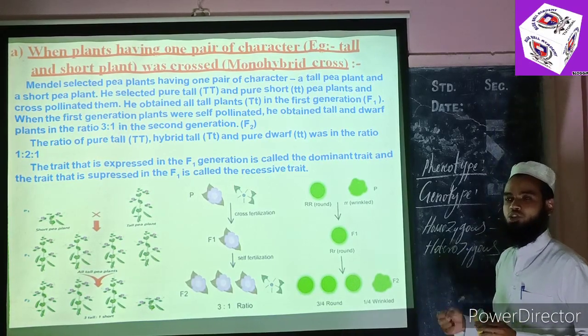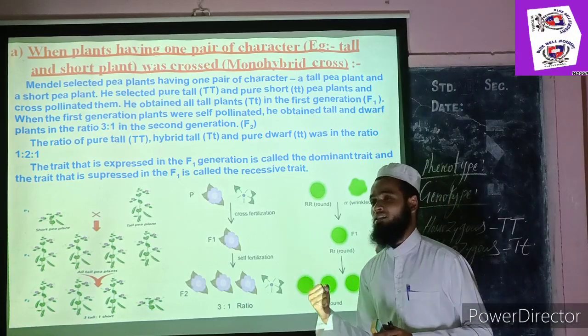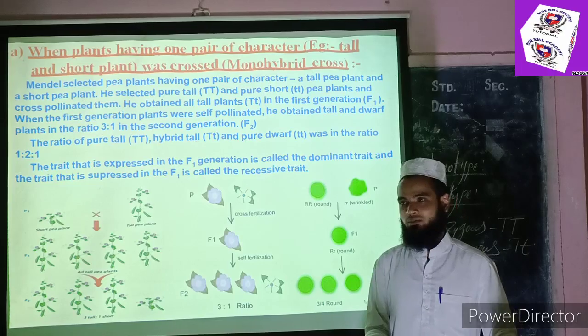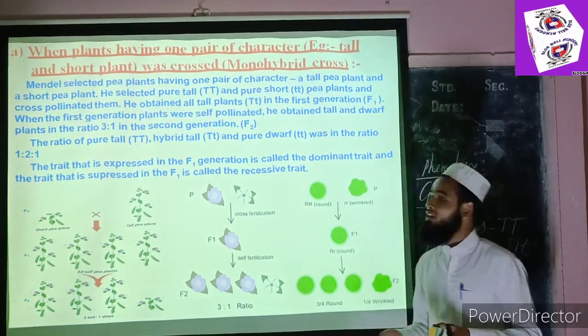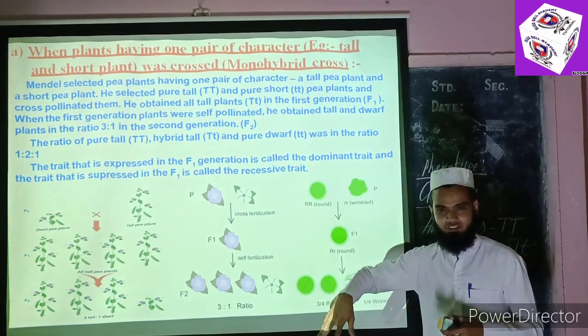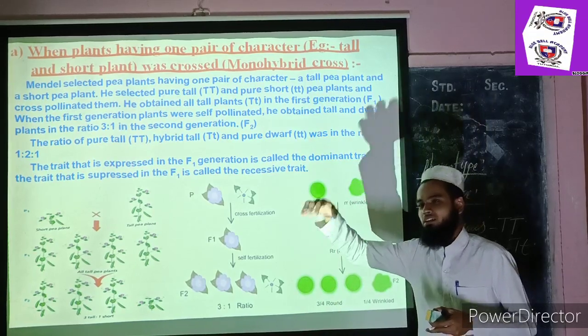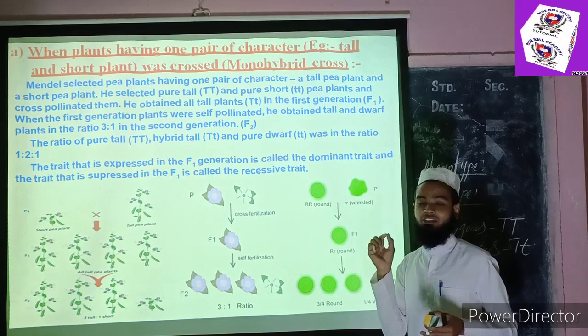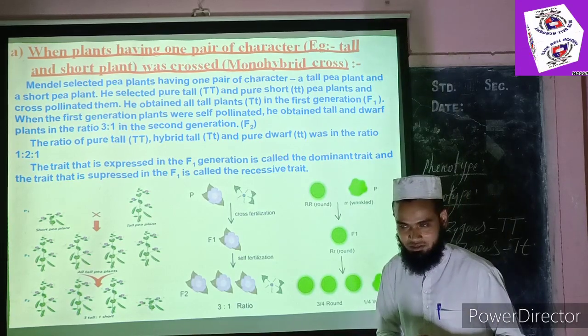Okay, and dominant and recessive: the character which expresses itself without the aid of any other is considered as a dominant character. If a character remains suppressed in the presence of a dominant character, such characters are considered as recessive characters.